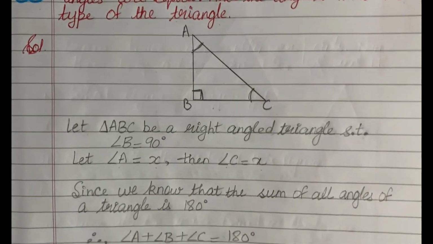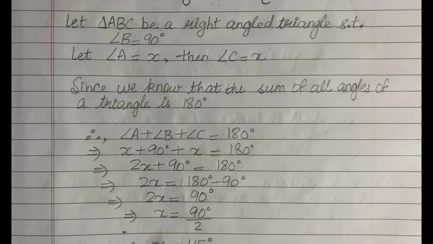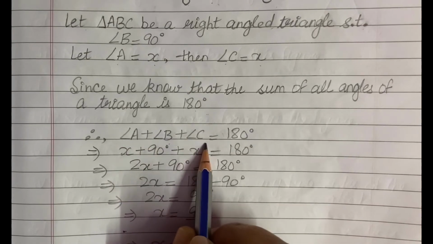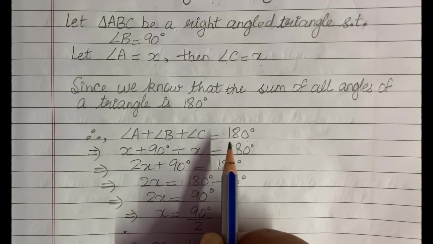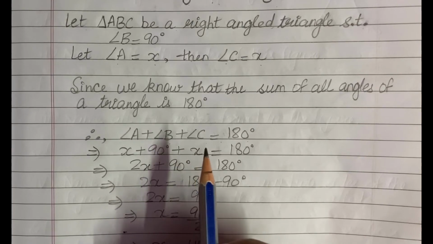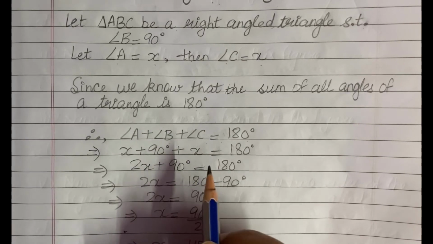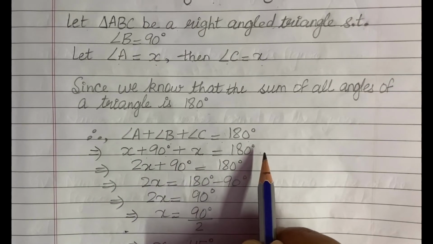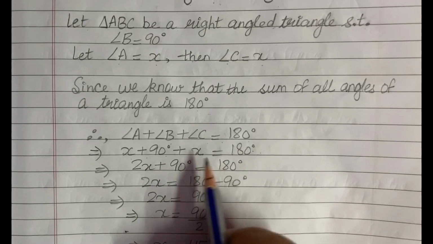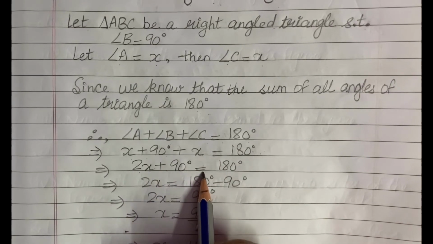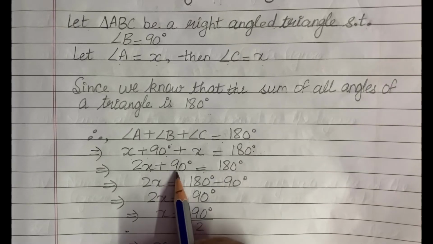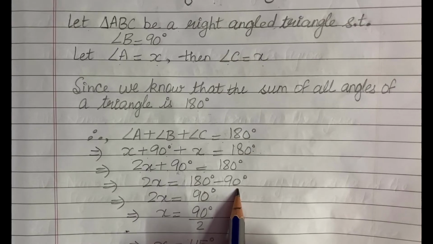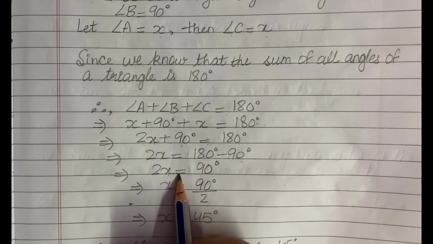Now students, since we know that the sum of all the angles of a triangle is 180 degree, therefore angle A plus angle B plus angle C is equal to 180 degree. Now here we will put the values of angle A, angle B and angle C, and on putting the values we will get x plus 90 degree plus x is equal to 180 degree. On solving this we will get 2x plus 90 degree is equal to 180 degree. Now this 90 degree is positive here. On shifting it will be negative. Now on solving this we will get 2x is equal to 90 degree.